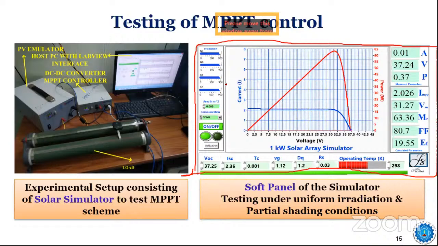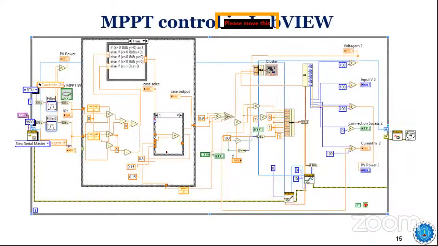To test it efficiently without going to the rooftop and installing a real PV panel, you can buy a solar simulator, which comes with this software panel where everything is mentioned. You can see the power, current, voltage, and we are testing here. The MPPT controller is being programmed here. We have a LabVIEW environment to develop the MPPT technique. Different MPPT techniques you can develop and test. I will show you some of the results here.